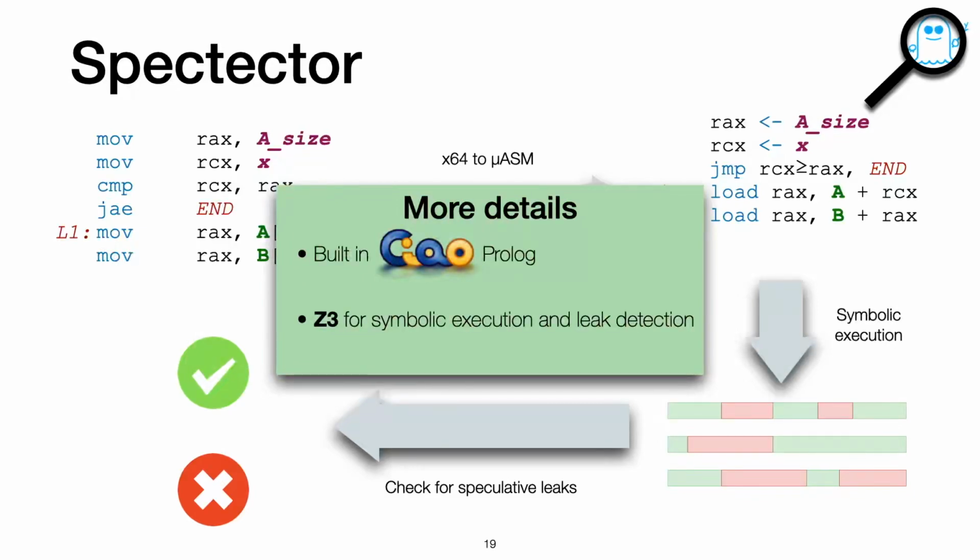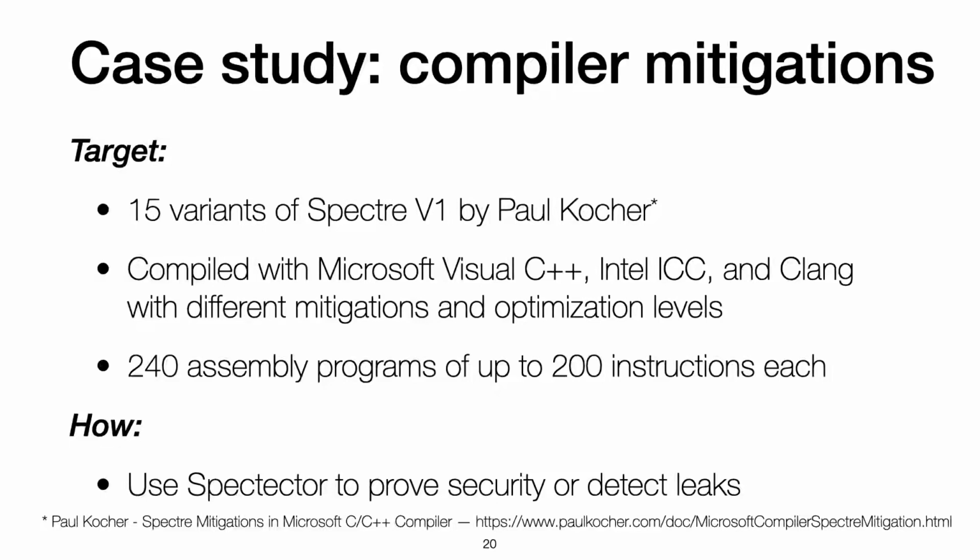The tool is implemented in the Ciao Prolog language and it relies on the Z3 SMT solver for symbolic reasoning. As a first case study, we used SPECTECTOR to analyze how compilers place Spectre countermeasures. As a target, we analyzed 15 variants of the Spectre v1 snippet developed by Paul Kocher. We compiled these 15 programs with the Microsoft Visual C++, the Intel ICC, and the Clang compiler using different mitigations and optimization levels. As a result, we obtained a corpus of 240 assembly programs, and we used SPECTECTOR to prove security or detect leaks in each of these programs.